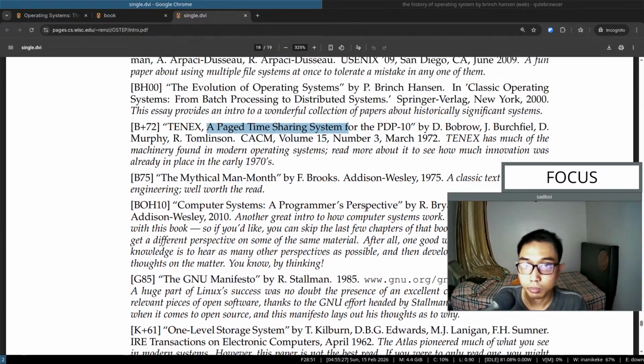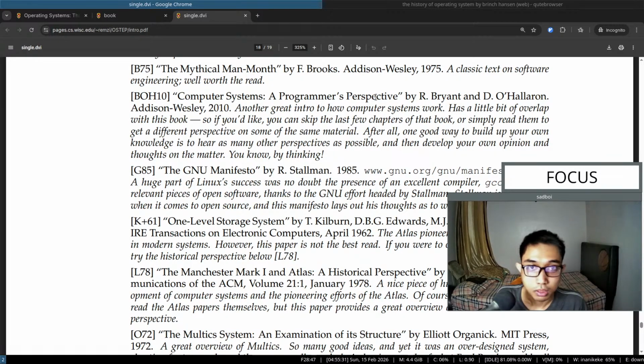Okay, and then Computer Systems: A Programmer's Perspective. Another great intro to how computer systems work, has a little bit of overlap with this book. So if you like, you can skip the last few chapters of that book or simply read them to get a different perspective on some of the same material. After all, one good way to build up your own knowledge is to hear as many other perspectives as possible and then develop your own opinion and thought on the matter.